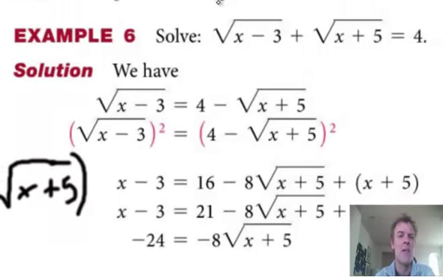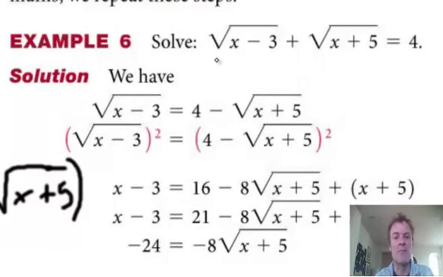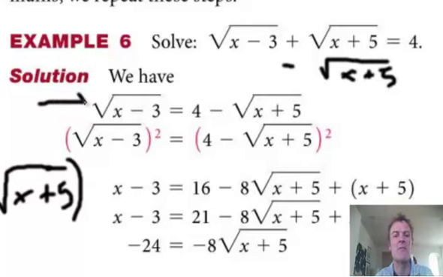Here we go, the final big one. Again, we must isolate the square root. Now we've got two of them, so let's isolate just one of them. It doesn't matter which one we do. We're going to take away root x plus 5 from the left-hand side, and I will end up with this here.